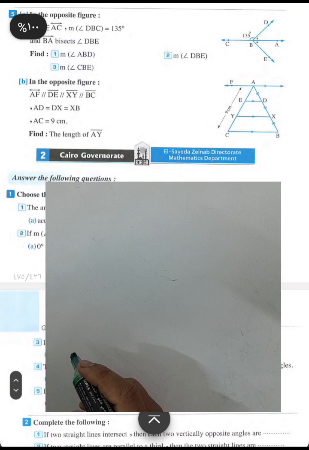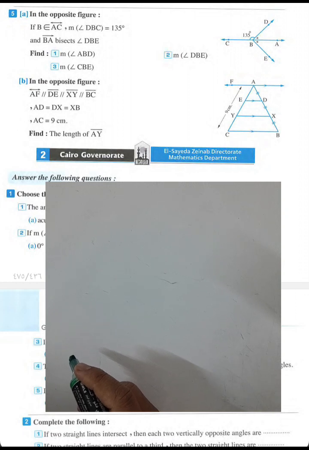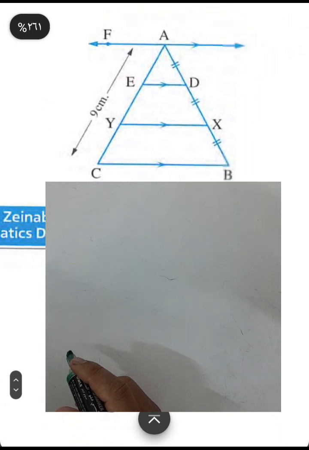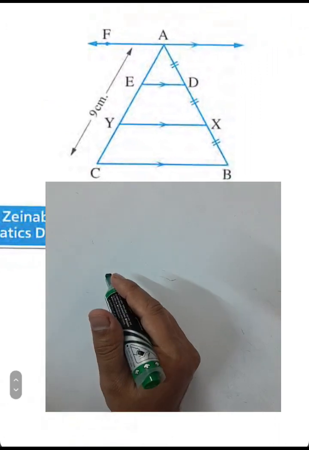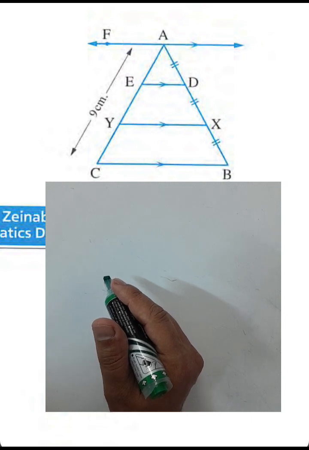Next question: you want to find the length of AY. Who can tell me the result here? Here, the length AY. Okay, I will focus on it. I'm going to solve this example. We have straight line ED parallel to XY, parallel to CB, parallel to FA.